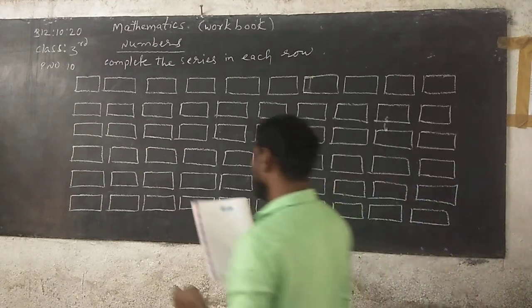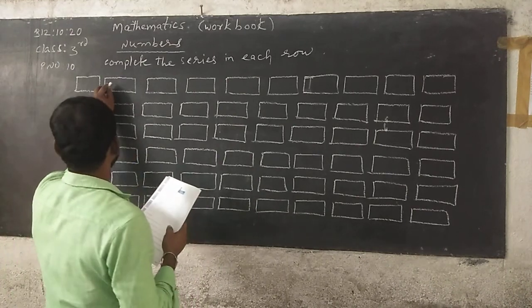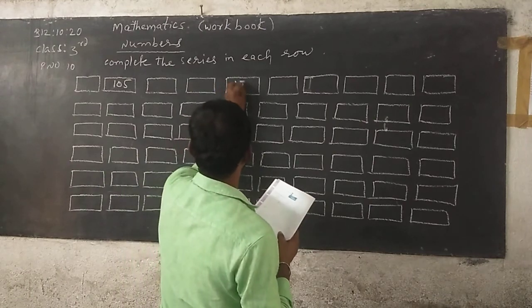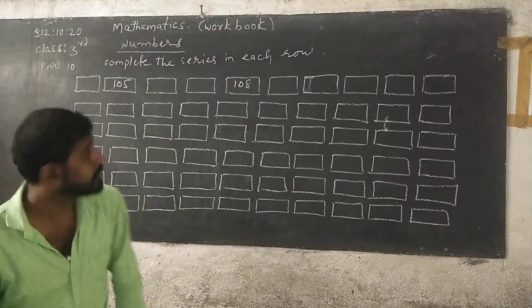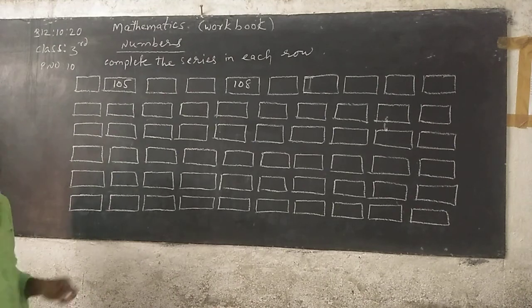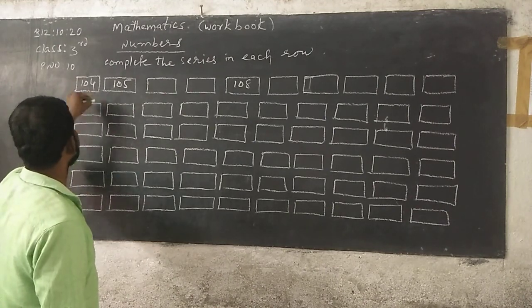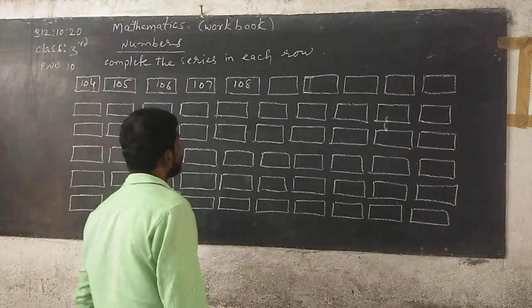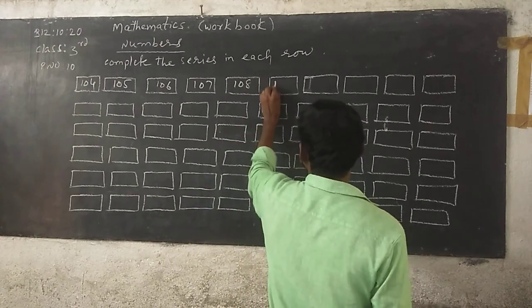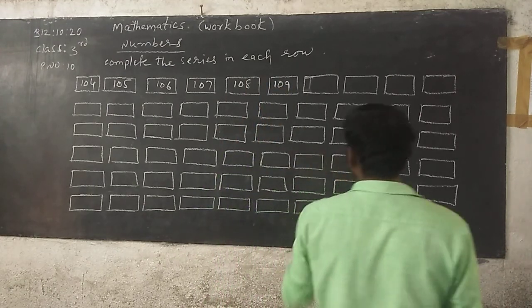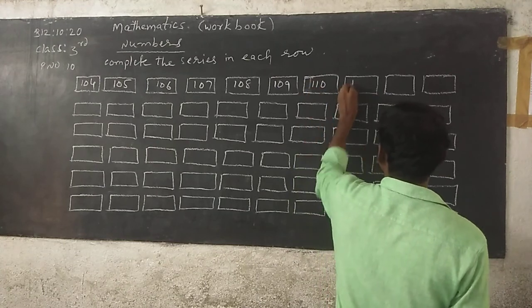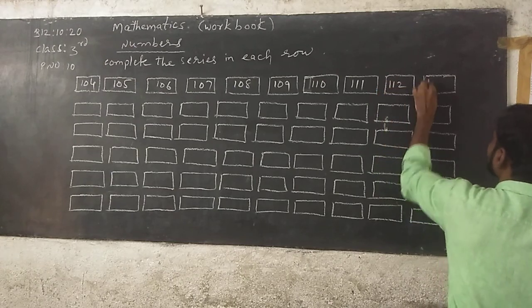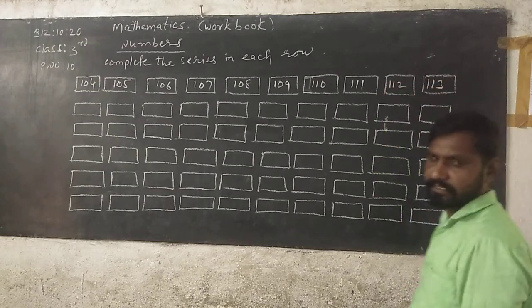See here, first row, second one 105. See here, complete this row first. 105, before is 104. 105, after 106, after 107, after 108, after 109. 109 after 110. 110 after 111. 111 after 112. 112 after 113.